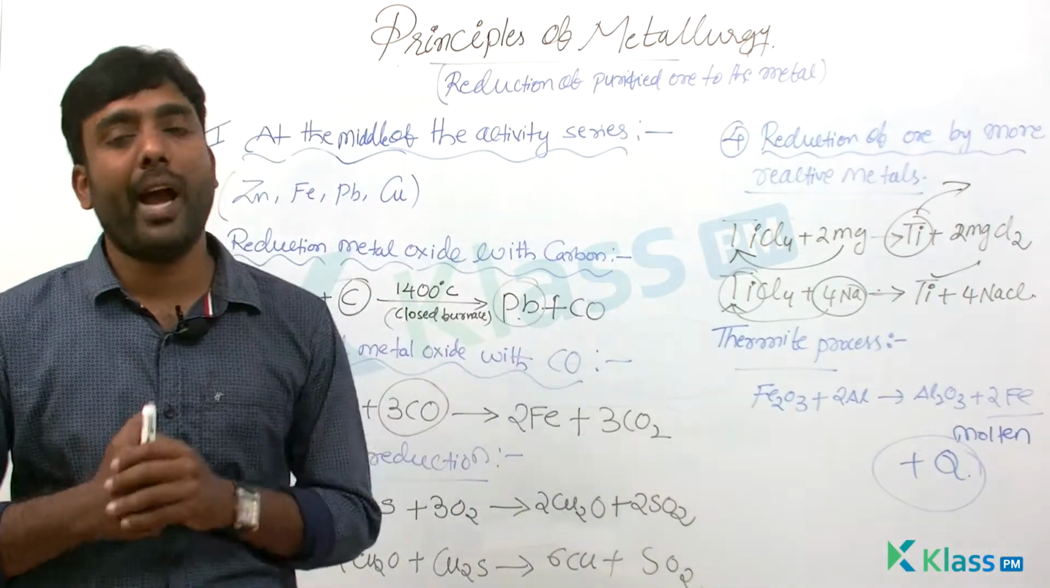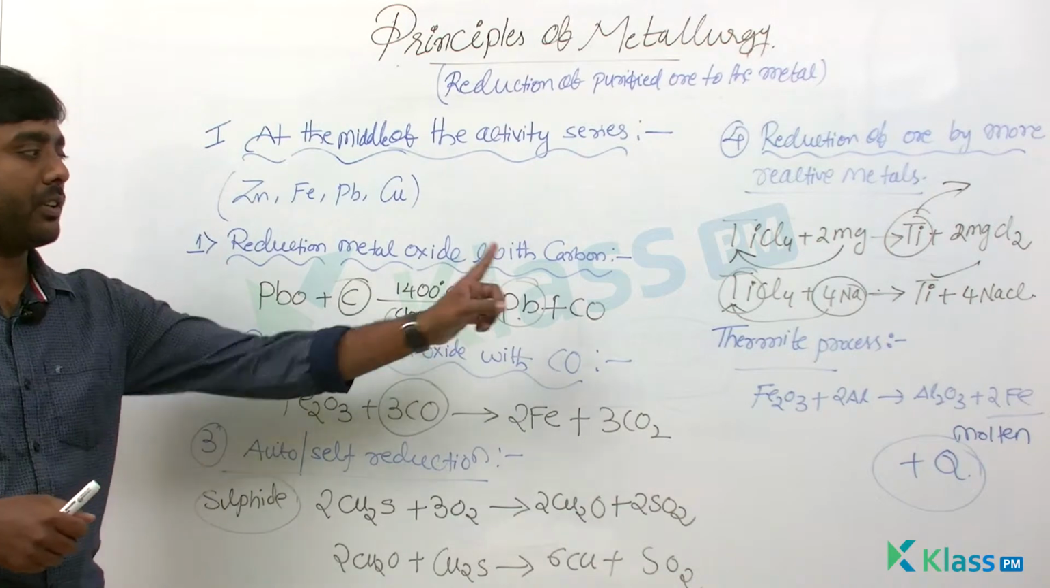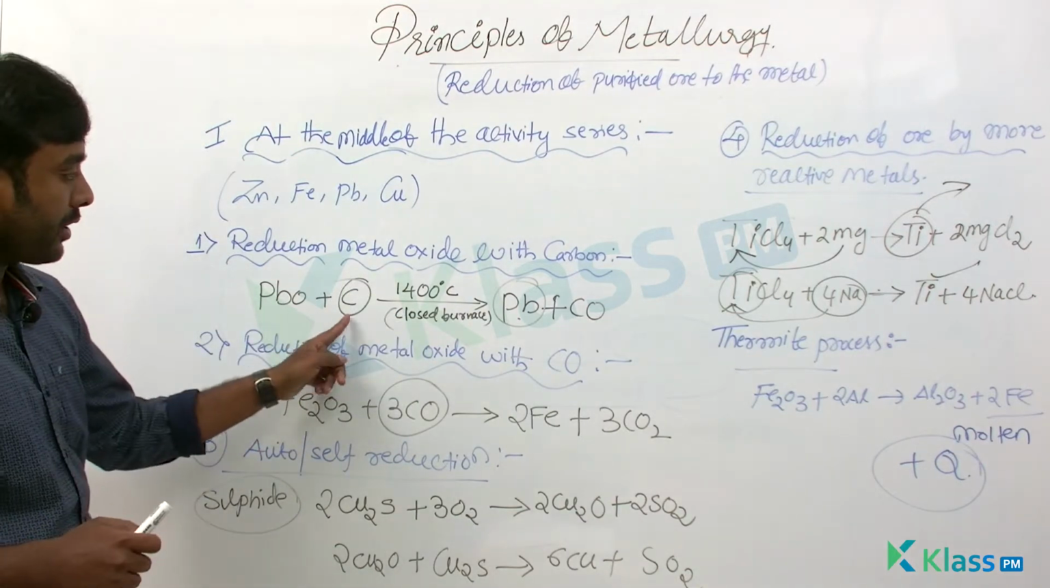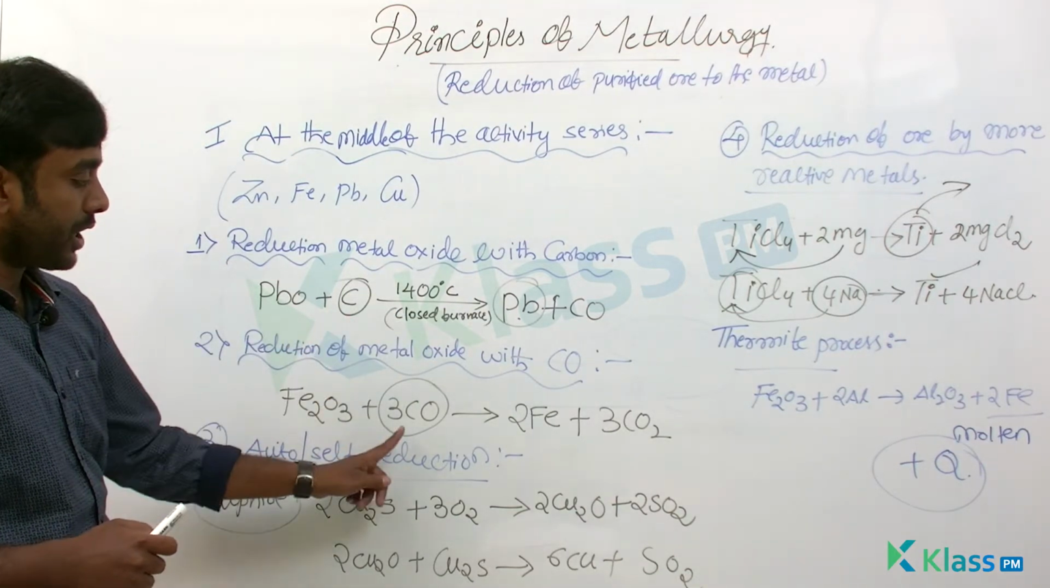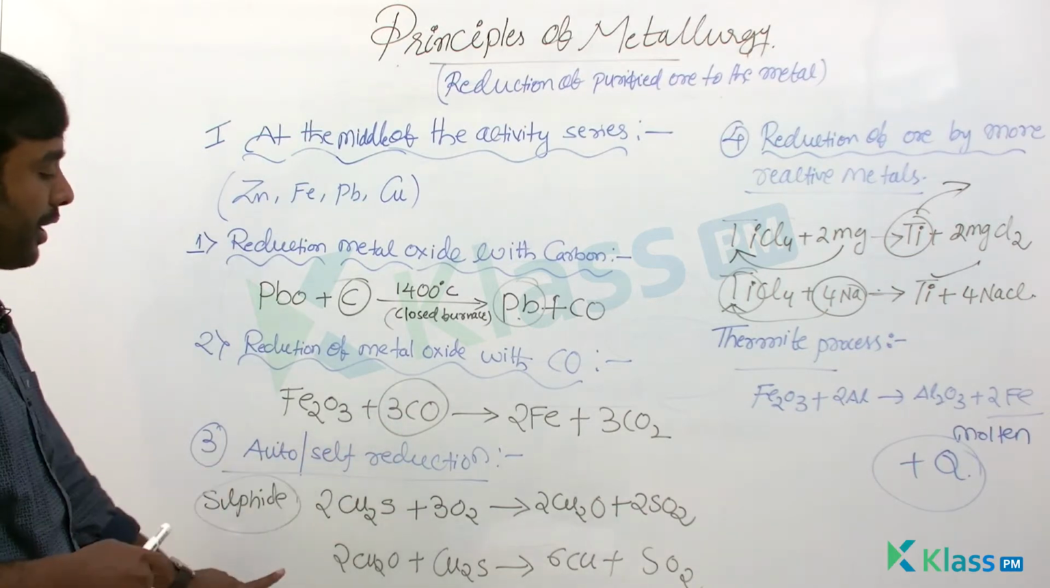Okay, these are the different methods of reducing metal oxides into their metals, for metals in the middle of the activity series. So what is the first method? Reduction of metal oxide with carbon as the reducing agent. Here carbon is the reducing agent. In the second method, carbon monoxide is the reducing agent. The third is self reduction, generally used for the sulfide ores.